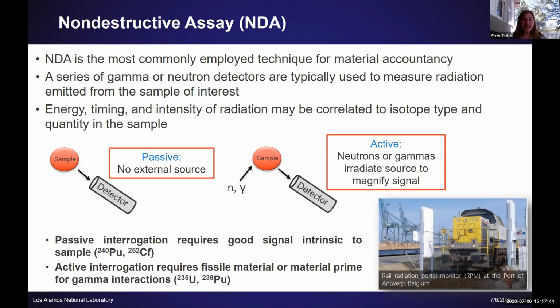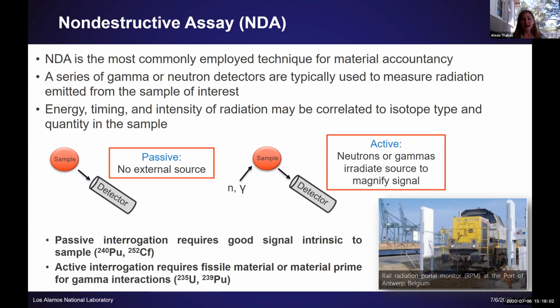So you can break NDA into essentially two categories. You can break it into passive, which is where there's just a sample, there's a detector, and we're measuring what's coming out, or maybe a series of detectors.